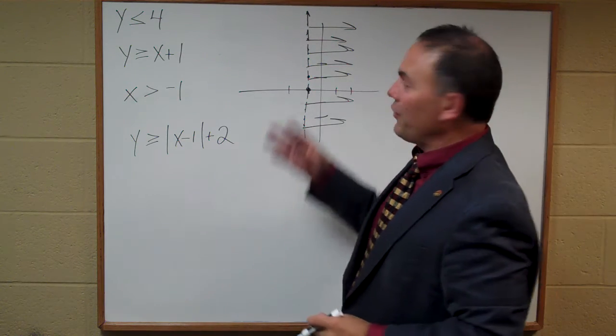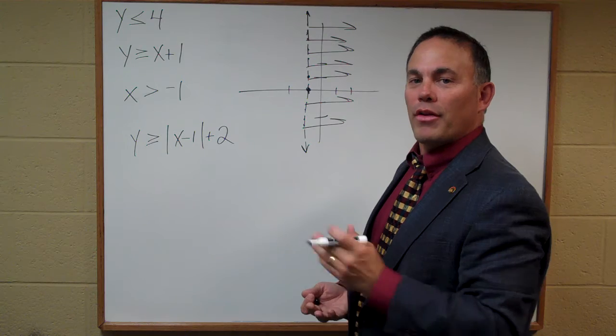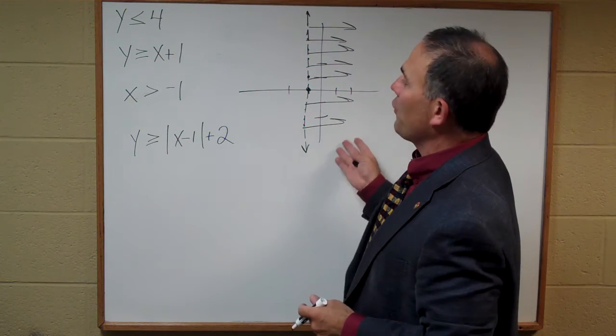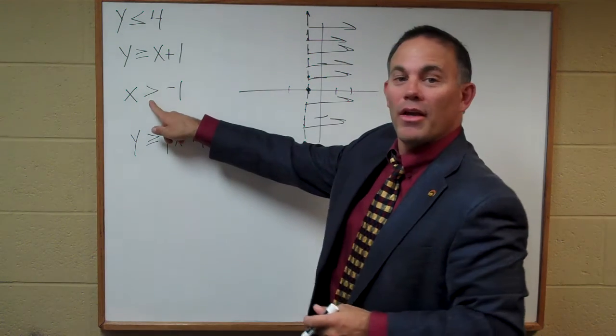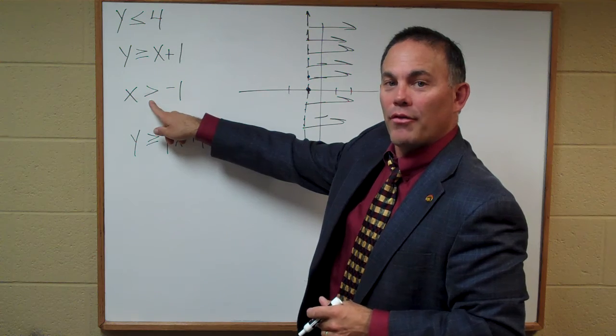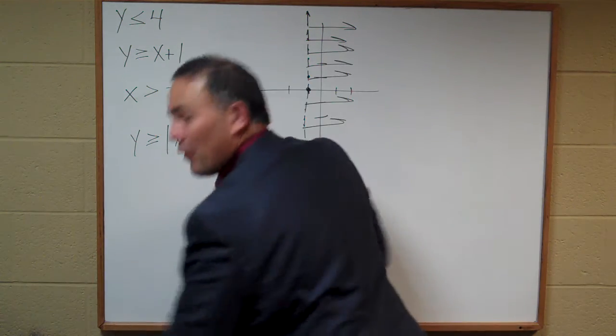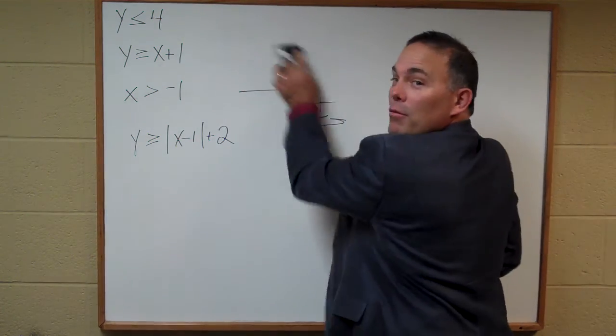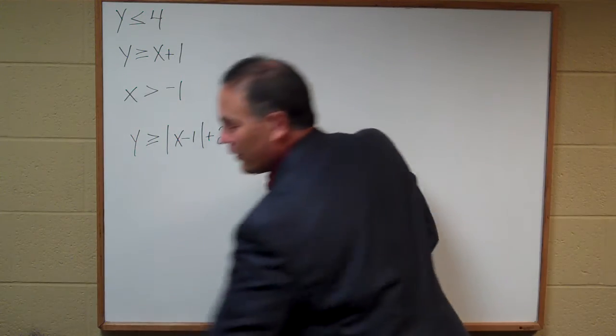So once again, my shading right here indicates every point to the right of that vertical line will satisfy the condition of x being greater than or equal to -1. One more, and then we'll bring on the kingpin, Miss Woods, to kind of show us how it's really done.